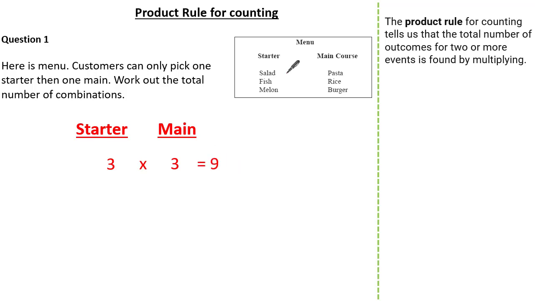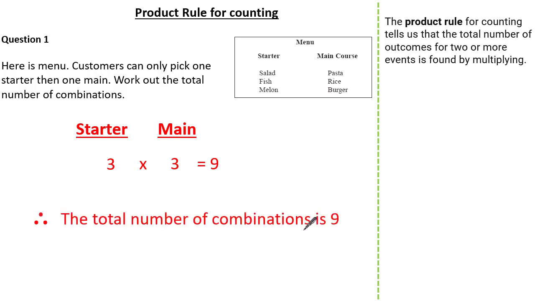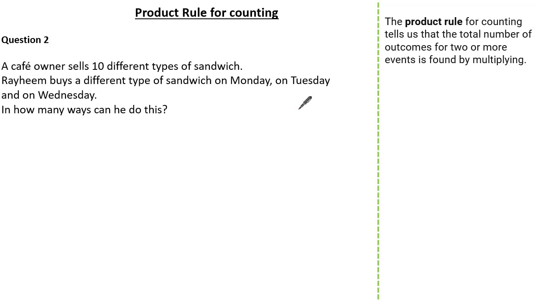This logically makes sense because there are 3 possible mains for each starter. So, 3 multiplied by 3 is 9. Therefore, the total number of combinations is 9. We've used the product rule for counting rather than listing our combinations. Now let's look at a slightly different question.